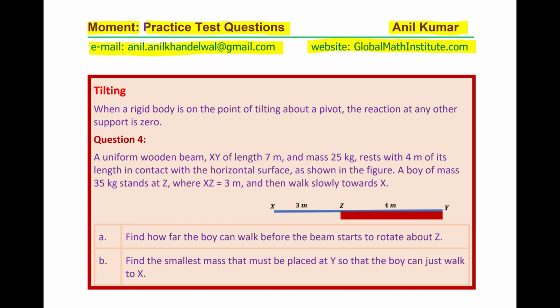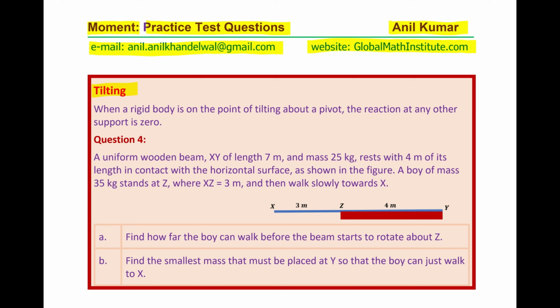The question is about tilting. So here's a quick reminder of what tilting is. When a rigid body is on the point of tilting about a pivot, the reaction at any other support is zero, right?